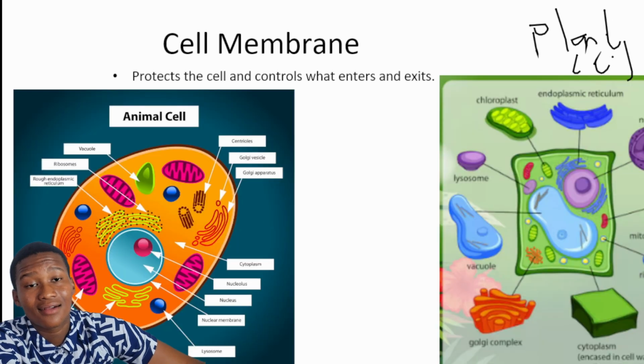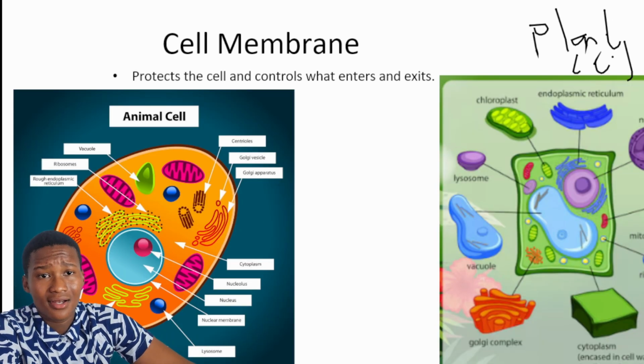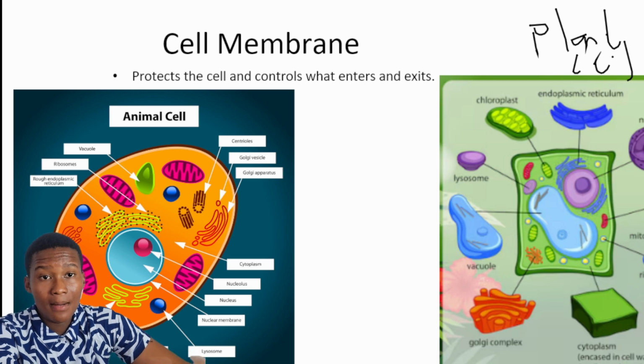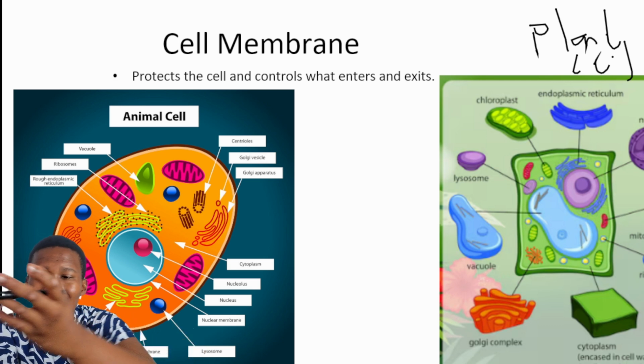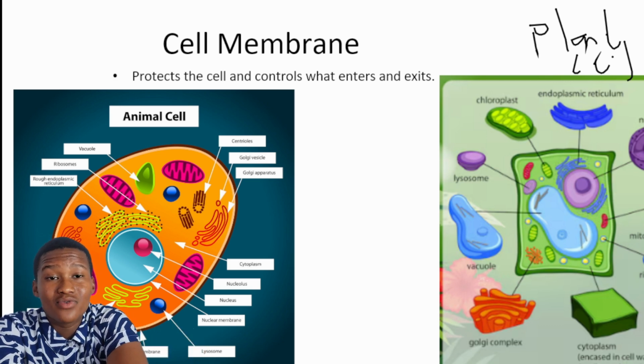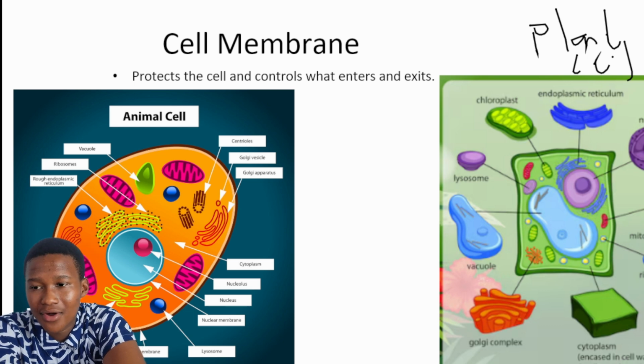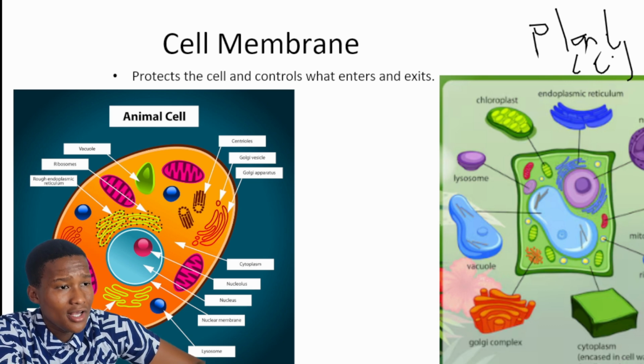Plant cells and animal cells have similar organelles. Just like me, a human being, and a dog. We are different, but we have the same organs. I have a heart here, the dog has a heart. Organelles are the same. So let's get to the cell membrane.